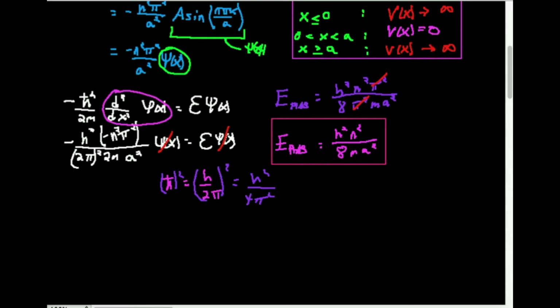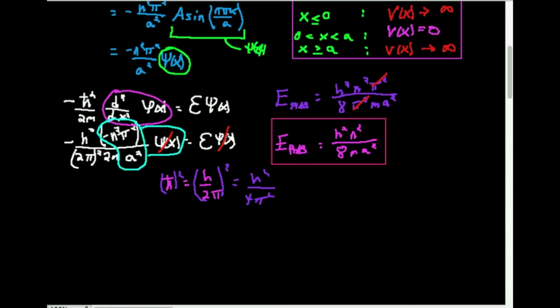This part right here, I'm going to circle in light blue. This was essentially what I just found as part of the second derivative of psi with respect to x. I have this negative n squared pi squared over a squared, and then times a sine n pi x over a, which I recognize as being psi of x, right? And that has to equal the eigenvalue, which is the energy, times psi of x.